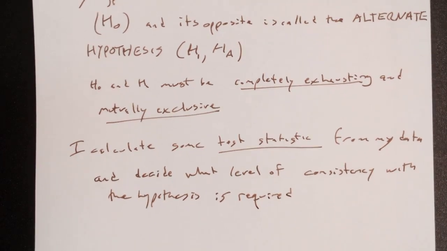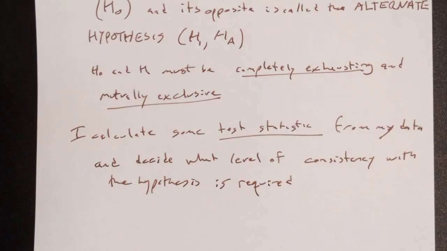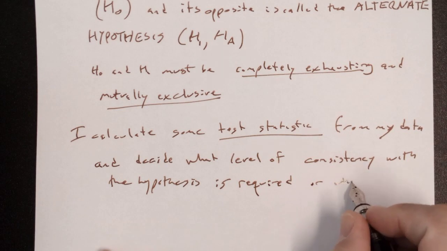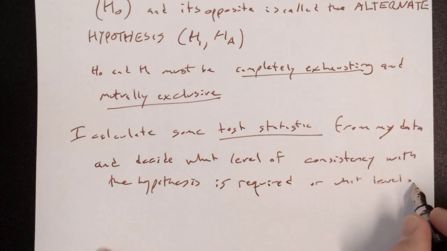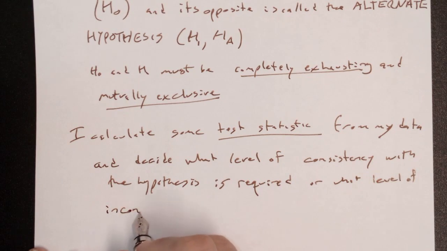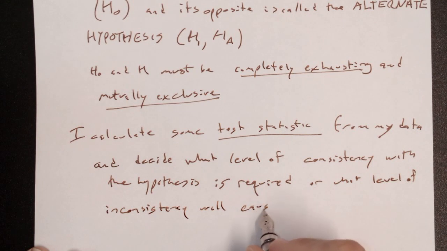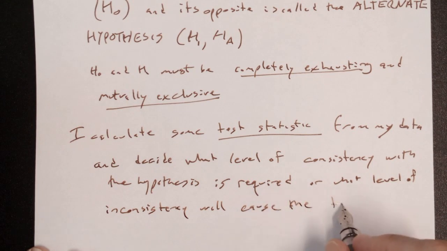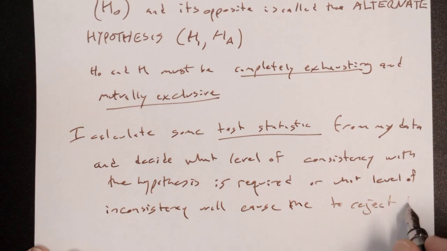So once I get my data, I have to decide how good is good enough, what consistency level I need. Or equally, I could think of what level of inconsistency will cause me to reject my hypothesis. This is a decision we get to make. How good is good enough?